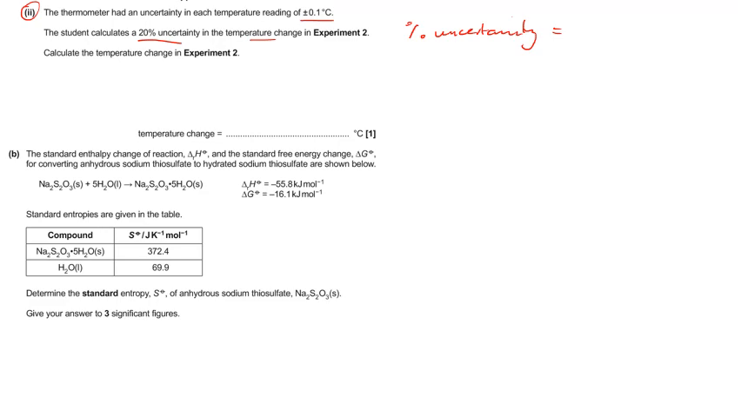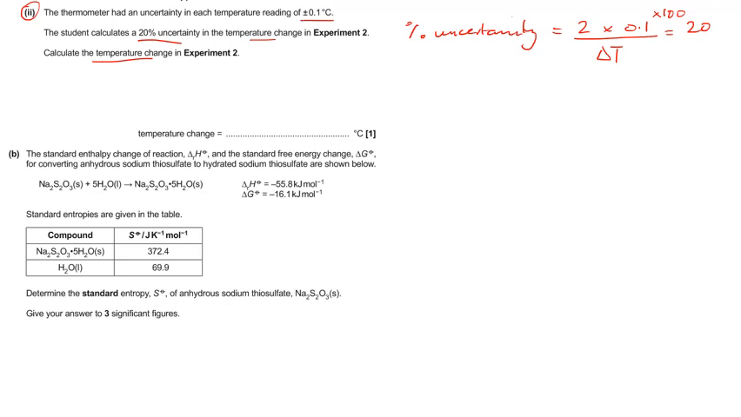Now we've got an initial and a final temperature, so we're using the thermometer twice, times the precision of the thermometer, which we're given there as plus or minus 0.1, and that's the numerator of the equation. The denominator of the equation is your actual, in this case your delta T, the difference between your two temperature readings, which is what we're being asked for. Calculate the temperature change in experiment 2. So that's the equation, and we know that that is 20%. If we multiply that by 100 to make it a percentage, the answer is 20.